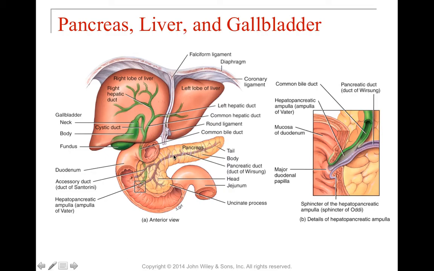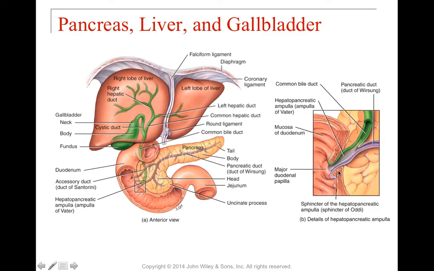Again, here we have the tail, the body, and the head of the pancreas, and that's all going to secrete out the hepatopancreatic ampulla. However, we also have another accessory duct of the pancreas. So we have two different regions whereby the pancreas is going to empty into the duodenum. This is going to be the duct of Santorini.